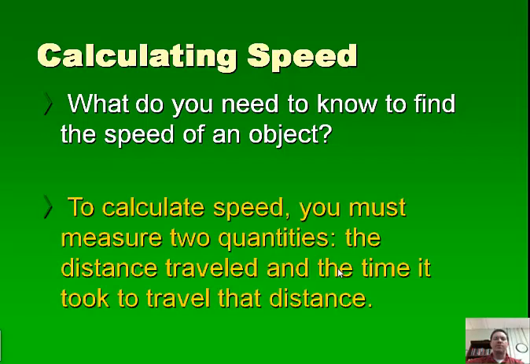So this particular slide, what do we need to know to find the speed of an object? We have to know two quantities. We have to know the distance they traveled and how long it took them to get to that distance. So if we look at the units, meters per second, meters is distance. This is a distance measurement, and seconds is a time measurement. So we need to figure out those two things to figure out the speed.